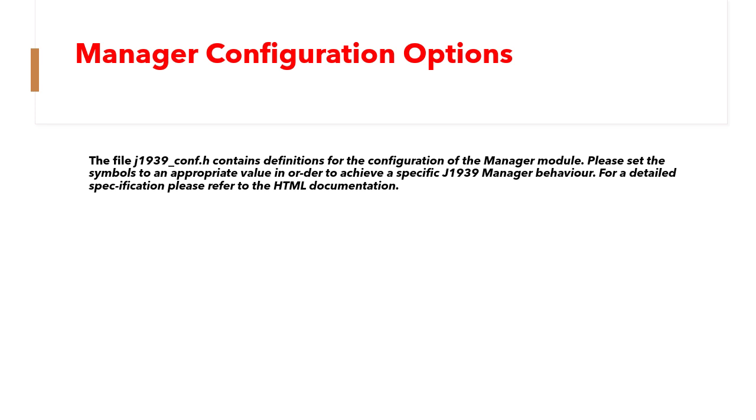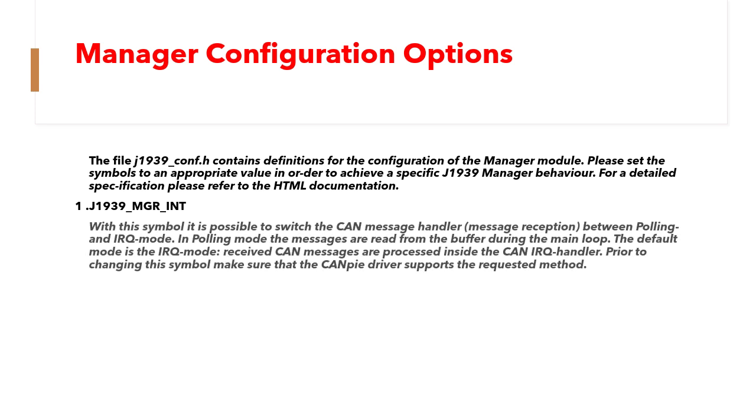One is the MGR init symbol. With this symbol, it is possible to switch the CAN message handler, that is message reception, between polling and IRQ method, interrupt request mode. In polling mode, the messages are read from the buffer during the main loop. The default mode is IRQ mode. Received CAN messages are processed inside the CAN IRQ handler. Prior to changing this symbol, make sure that the CAN driver supports the request method. This you need to take care.